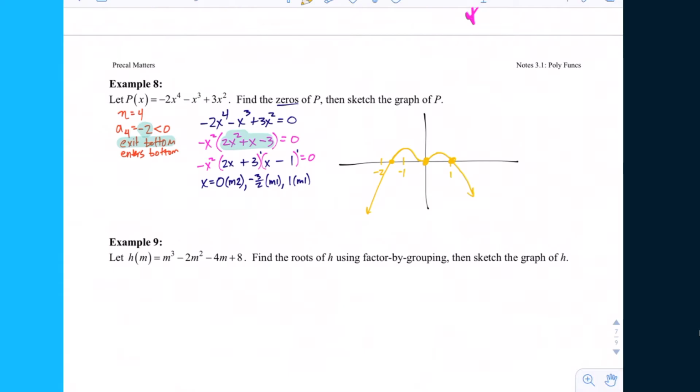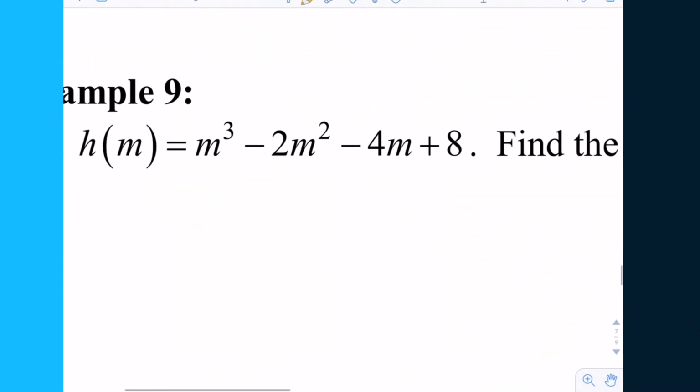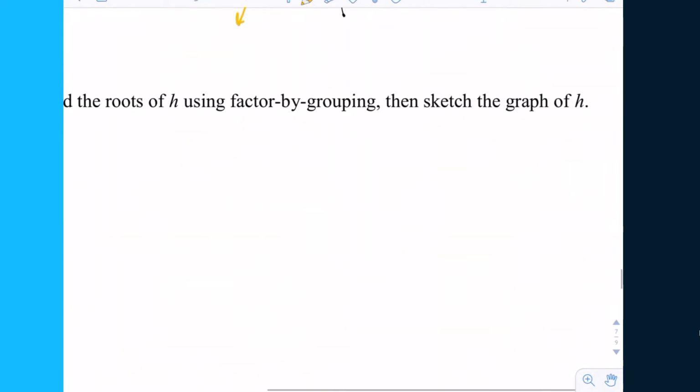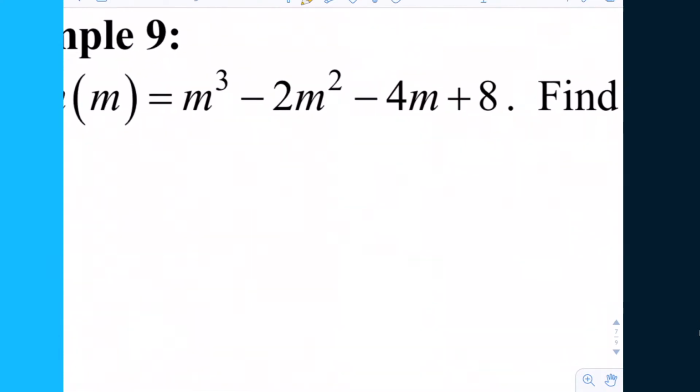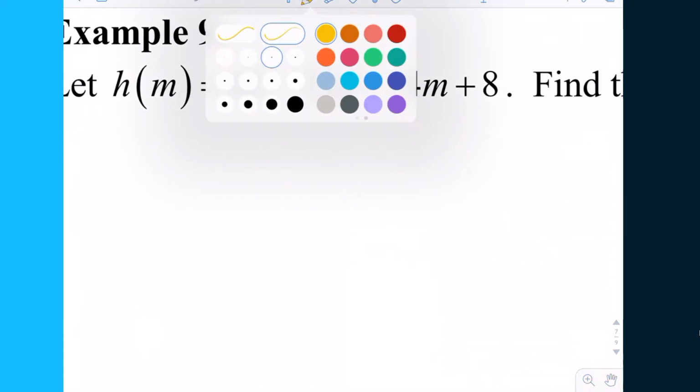All right. Example 9. Let h of m. Is that okay? H of m? Sure. H is the name of the function. M is the independent variable. It says to find the roots and then sketch the graph. The roots are also known as the zeros. What's the degree of this polynomial? 3. Let's go ahead and write that down. Are we still using gold? Let's go to burnt orange pumpkin.